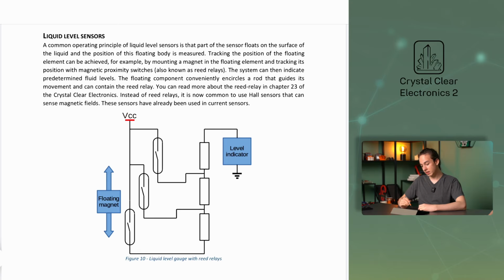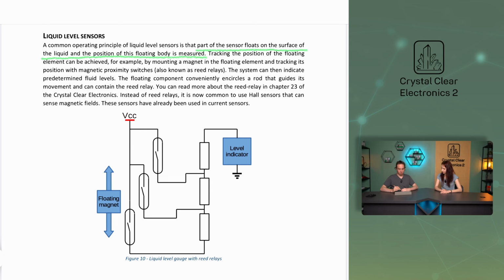Still talking about mechanical sensors, a common operating principle of liquid-level sensors is that part of the sensor floats on the surface of the liquid, and the position of this floating body is measured. Tracking the position of the floating element can be achieved, for example, by mounting a magnet in the floating element and tracking its position with magnetic proximity switches, also known as reed relays. The system can then indicate predetermined fluid levels.